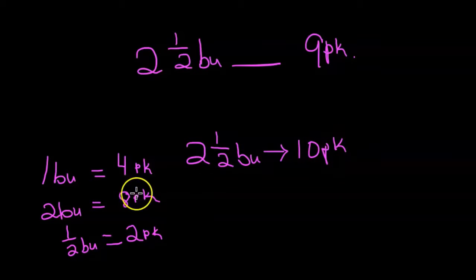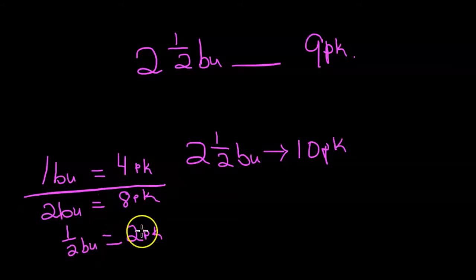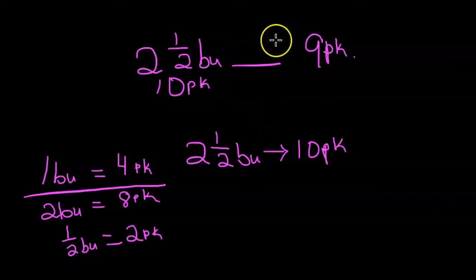All right, so I know now that 2.5 bushels is the same thing as 10 pecks. Okay? Do you see how I got that? I knew that 2 bushels is 8 pecks, and then 1/2 a bushel is 2 pecks. Okay? And that's what I have here, 2 and 1/2. So 2.5 bushels is the same thing as 10 pecks. So which one is larger? 2.5 bushels.